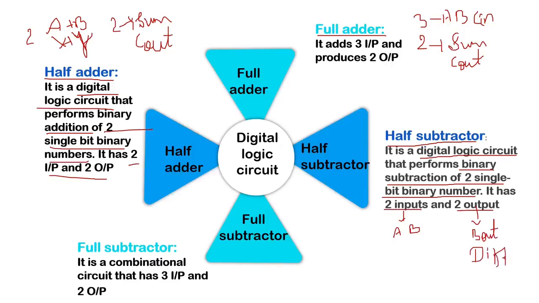Then a full subtractor also has three inputs and two outputs. Three inputs are A, B and borrow in, whereas the two outputs in a full subtractor are borrow out and difference. This is all about the full adder, half subtractor and full subtractor.